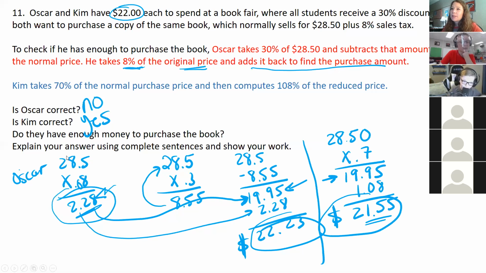And then when it says explain your answer using what? Complete sentences. Is this foreign terminology in middle school? Oh, complete sentences. And guess what? Show your work.